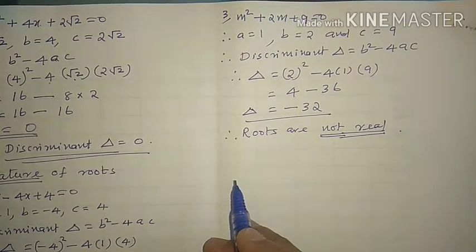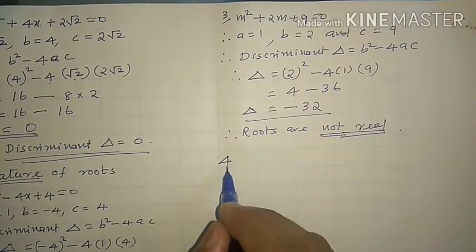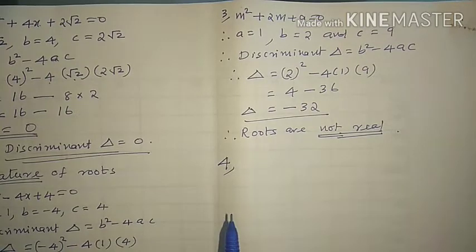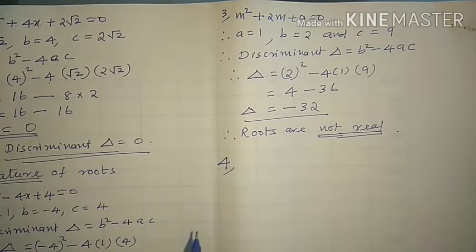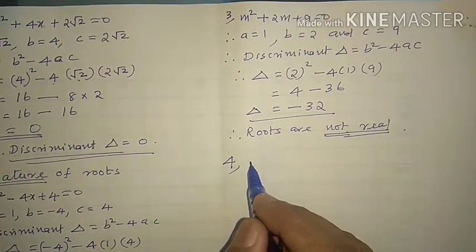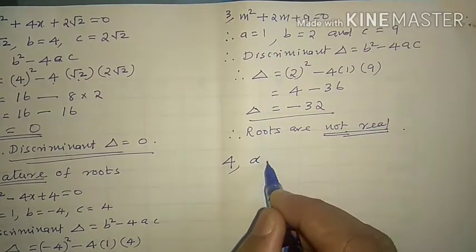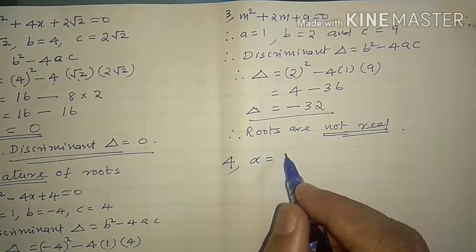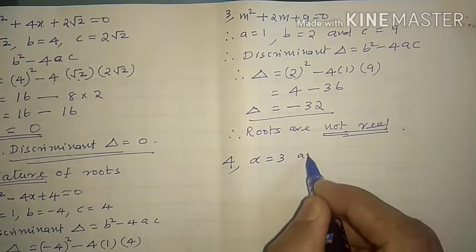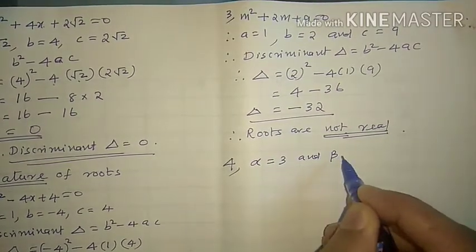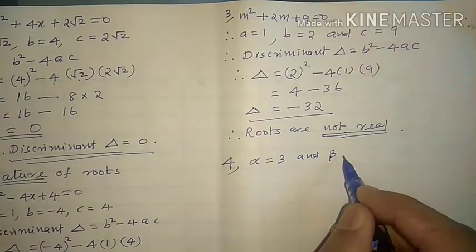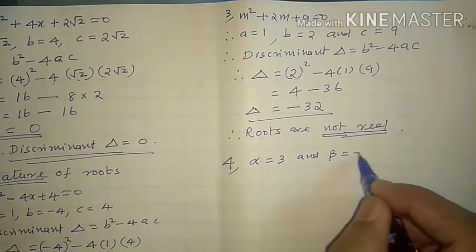Now question number 4. Main question 4: Form the quadratic equation from the following given roots. Here there are 4 problems. We do the second and fourth. Given alpha is equal to 3 and beta equal to minus 10.